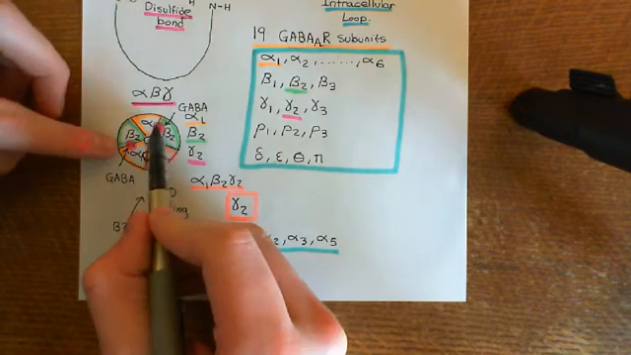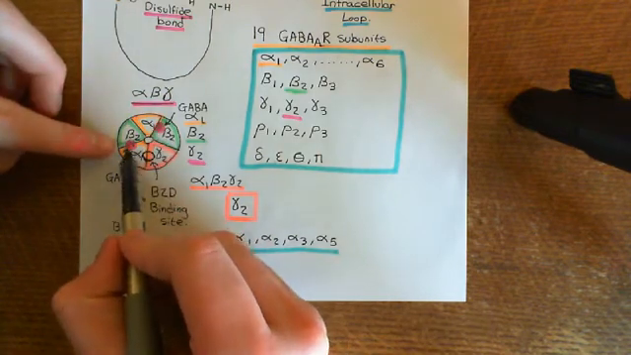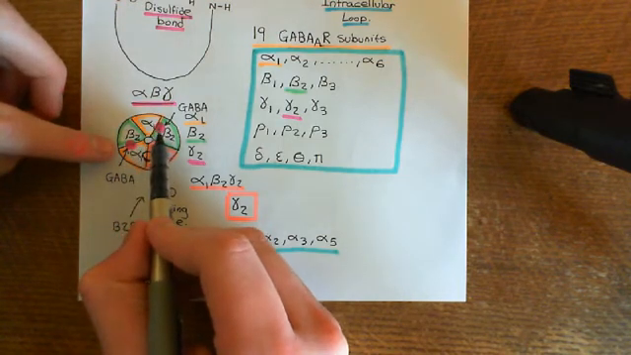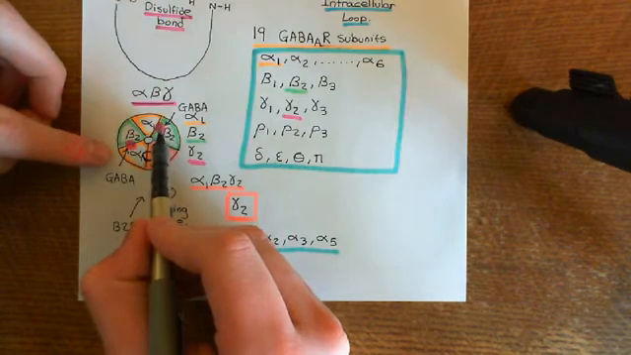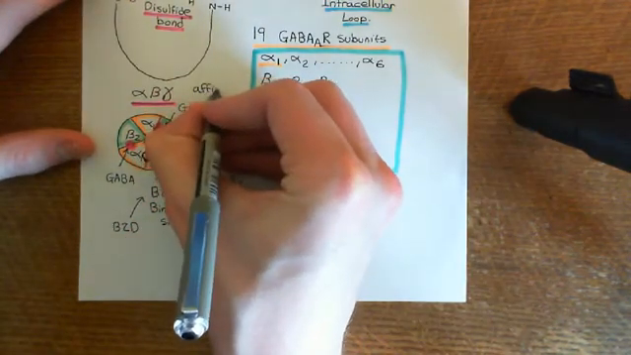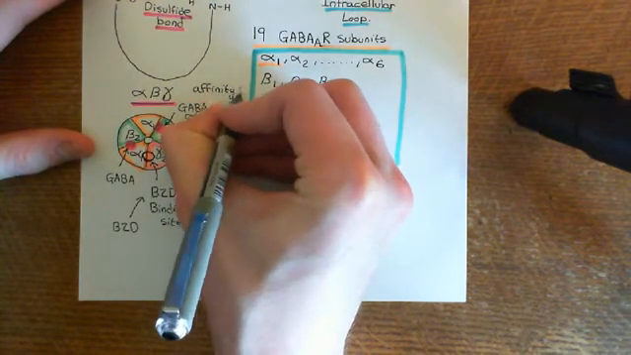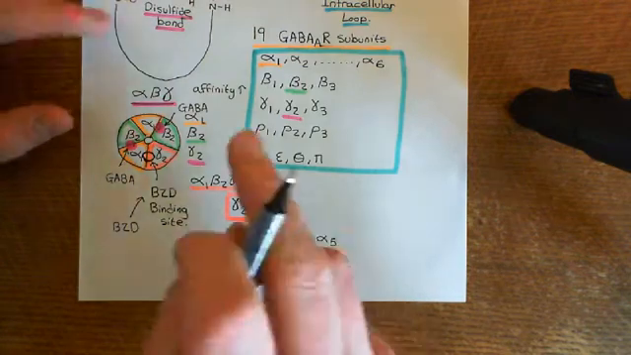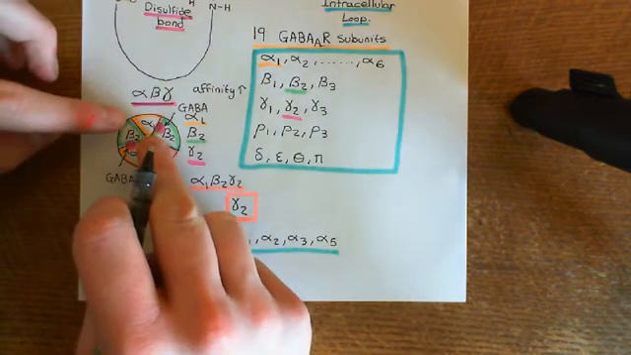Instead, it causes changes in the GABA binding sites here and here. It makes these GABA binding sites much higher affinity for GABA. So the affinity of these GABA binding sites is going to go up, up, up. Now what does that mean? Well, the affinity means how much GABA wants to bind here.